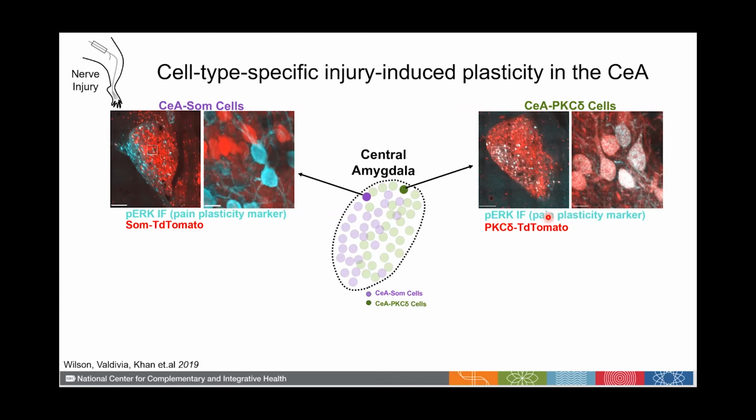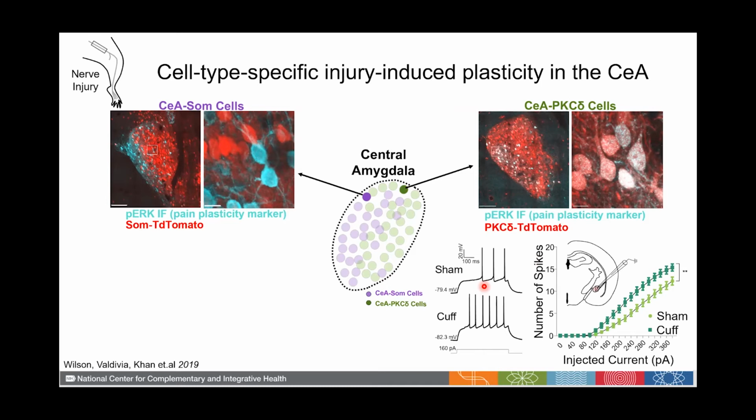And when we look at the colocalization with PKC delta or somatostatin in the context of nerve injury, what we saw was very clear: a lot of the cells were colocalized with PKC delta, with virtually no overlap with the somatostatin neurons. So these results suggested that there's cell type specificity in the injury-induced plasticity, and that the PKC delta neurons are the ones that are being recruited in the context of injury.